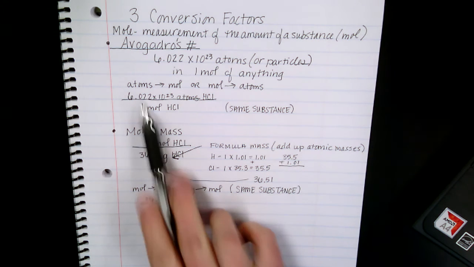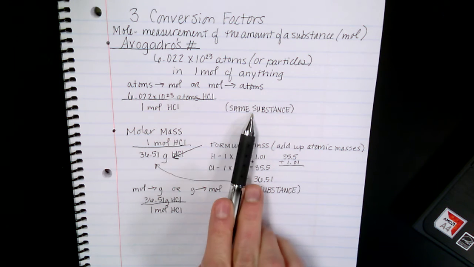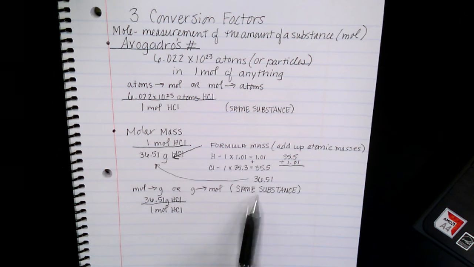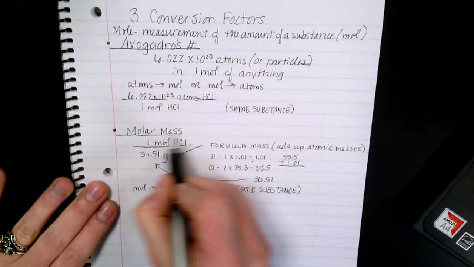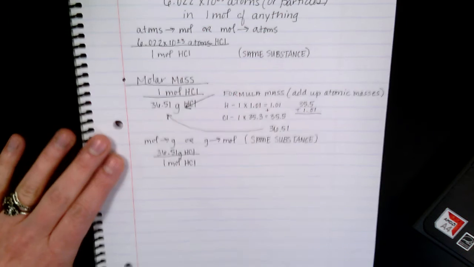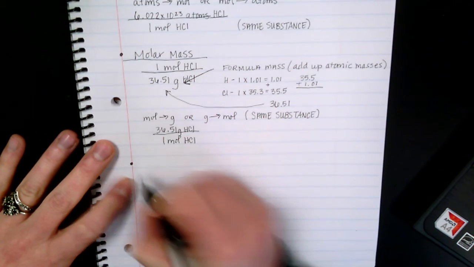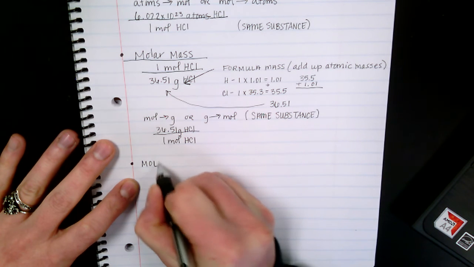Okay, so now this gets you from atoms to moles or moles to atoms of the same substance. This gets you from moles to grams or grams to moles of the same substance. So we've got Avogadro's number and we've got molar mass. The last conversion factor is called mole ratio.